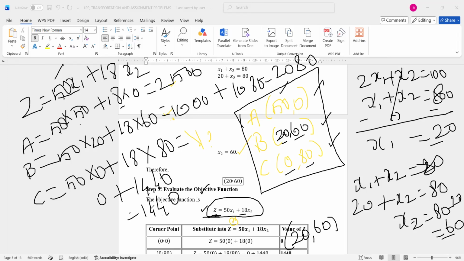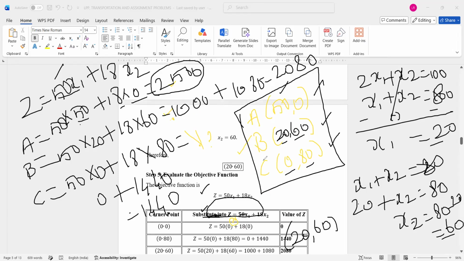So which one is the highest value? We need to find the maximum value. So 2500 is the max value. What is the x value? 50. What is the y value? 0. So my answer is 2500, with the A value 50 and the B value 0. Now I'll clear all this so you'll get an idea.